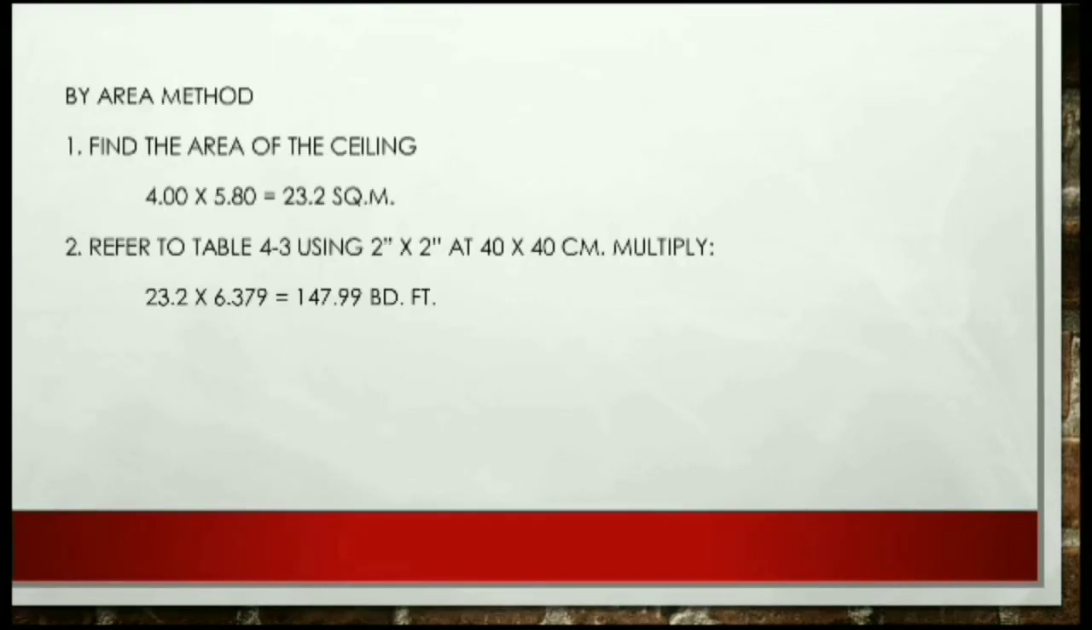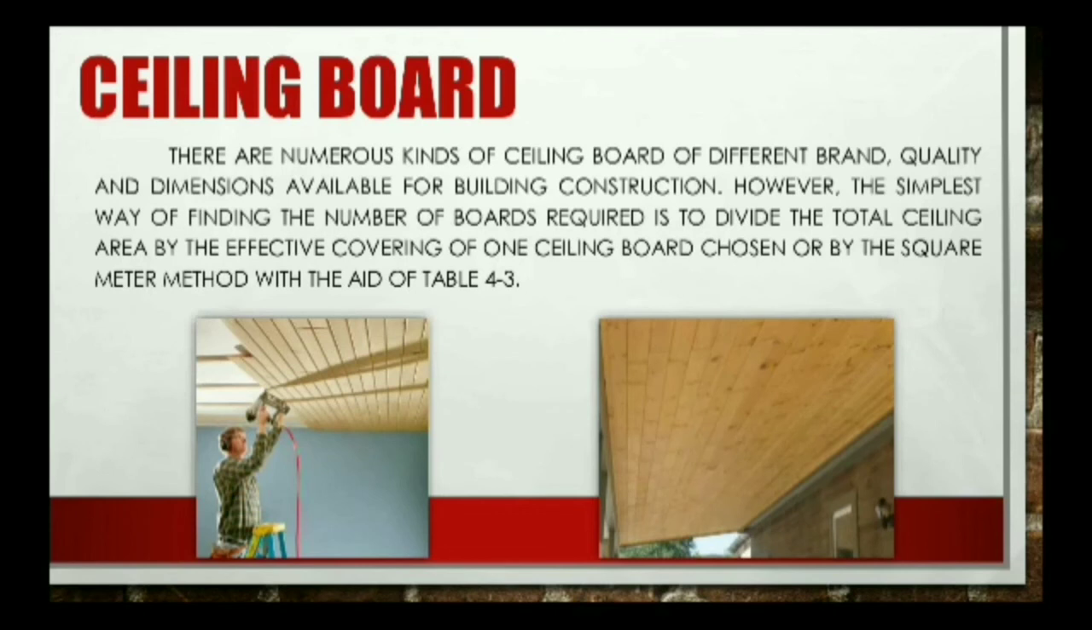By area method, first find the area of the ceiling, then refer to table 4-3, yielding also a 147.99 value, which is the same as the direct counting method. Next is ceiling board. There are numerous kinds of ceiling board of different brand, quality, and dimensions available for building construction. However, the simplest way of finding the number of boards required is to divide the total ceiling area by the effective covering of one ceiling board chosen, or by the square meter method with the aid of table 4-3.